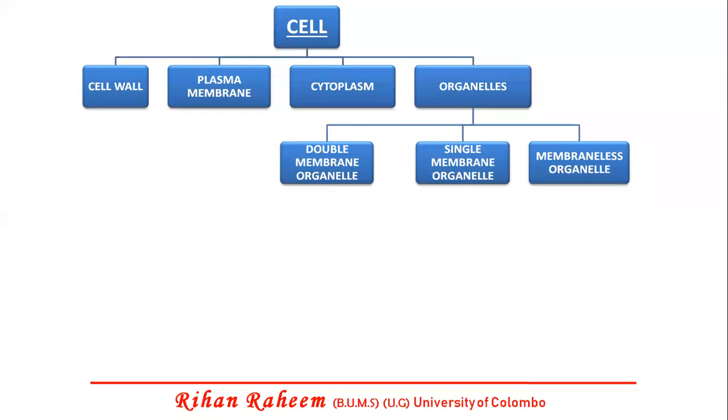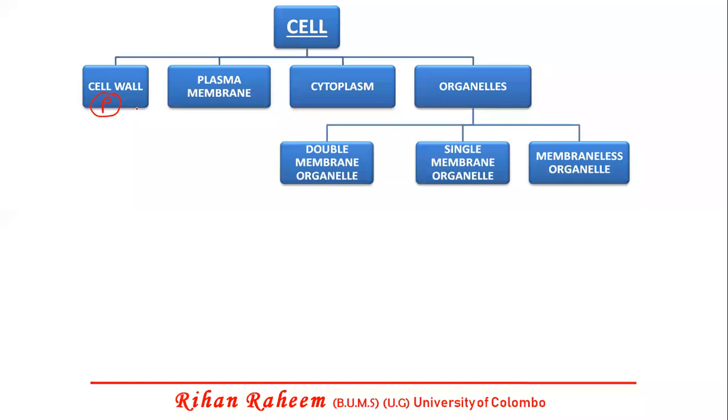If you take a cell, normally in the plant cell, the cell wall will be in the outermost area. But in animal cell, the cell wall is not there. Plasma membrane is there in animal cells also, and in plant cells also. But the cell wall is only present in the plant.